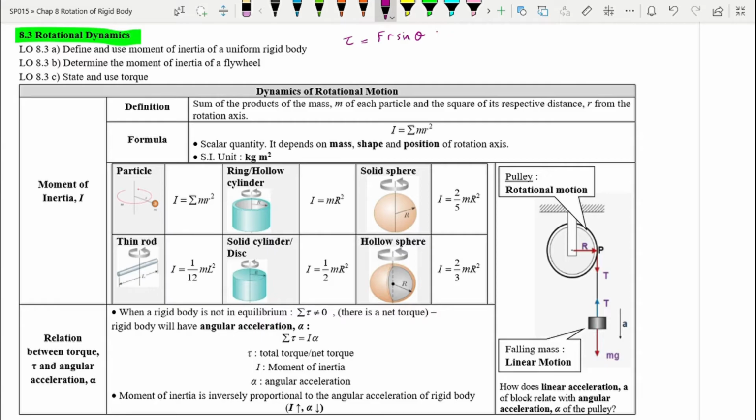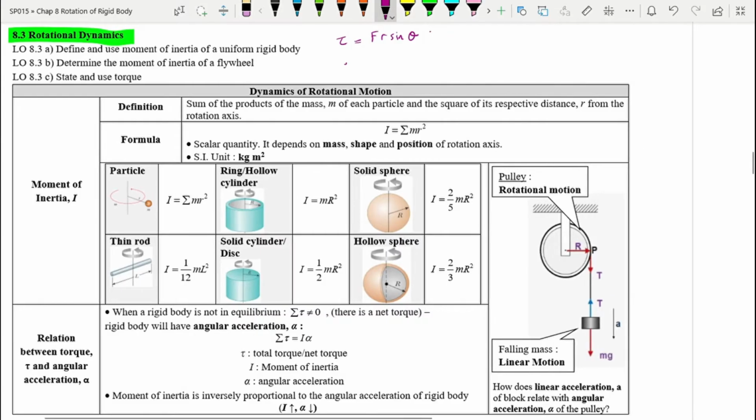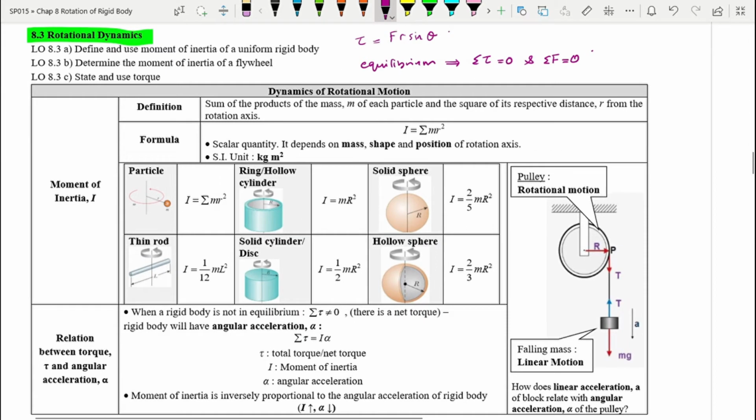Dan kita ada belajar juga equilibrium of a rigid body. So, bila kita kata rigid body tu in equilibrium state, kita akan apply summation of torque equals to 0 and also summation of force equals to 0. So, itu untuk equilibrium of rigid body. Okay, so bezanya untuk learning outcome 8.3, video hari ini, kita akan discuss tentang rigid body yang not in equilibrium state. Okay, so not in equilibrium state, maksudnya kita tak boleh apply dah konsep equilibrium condition ni.